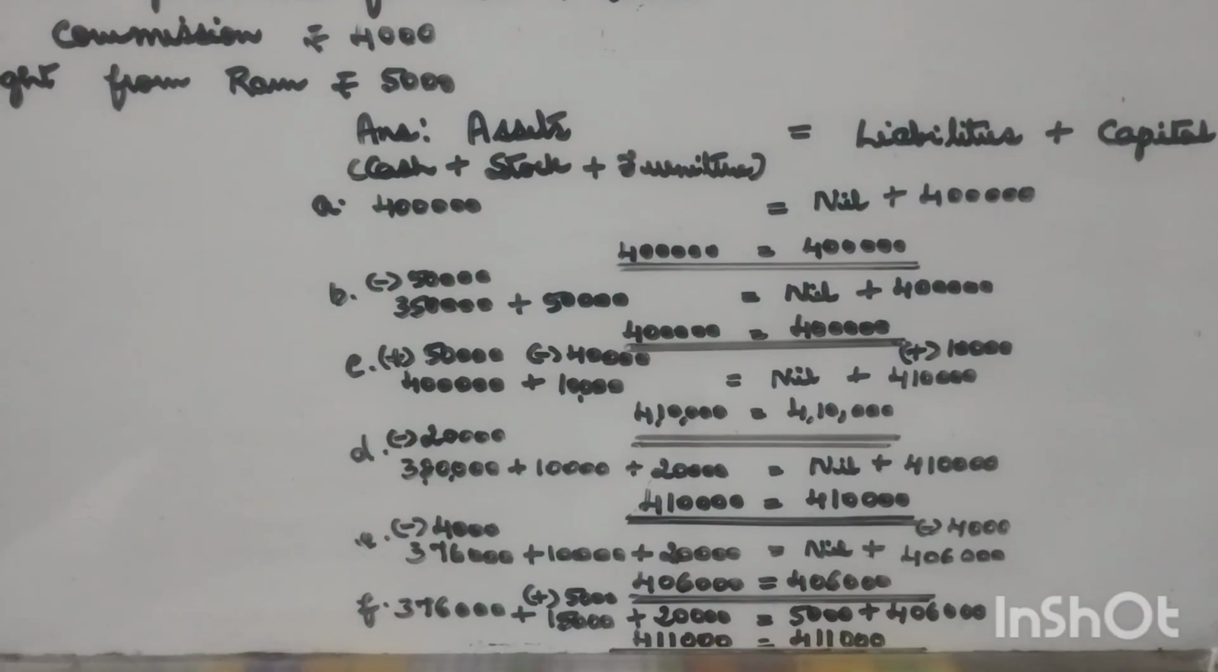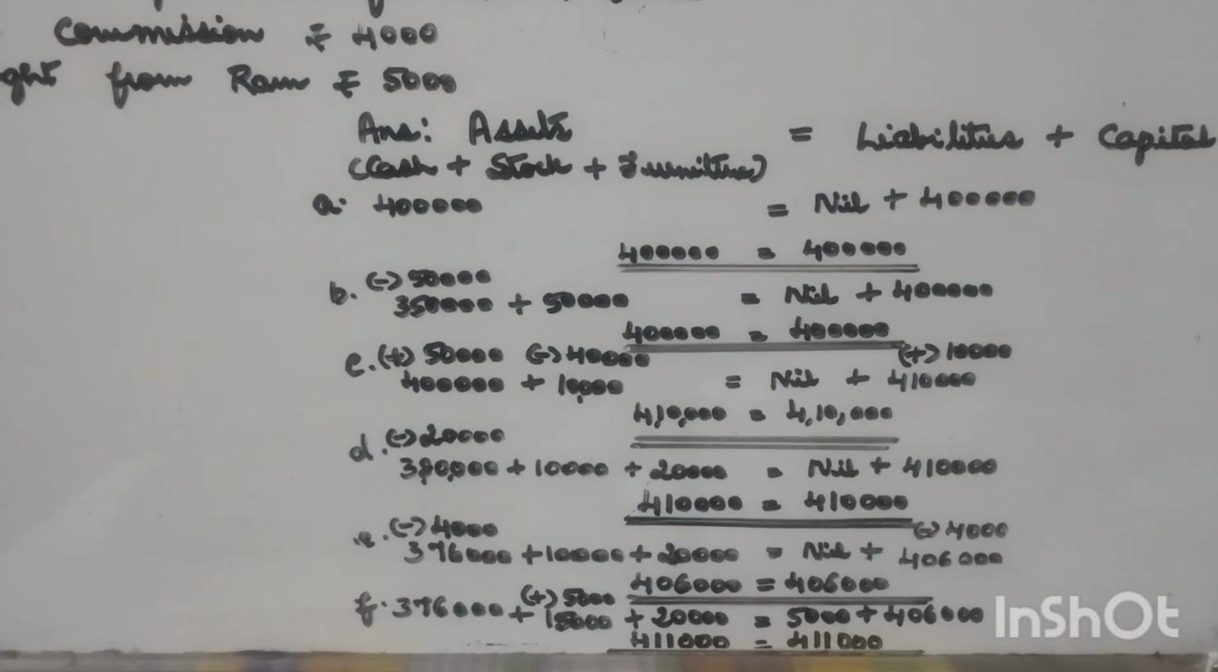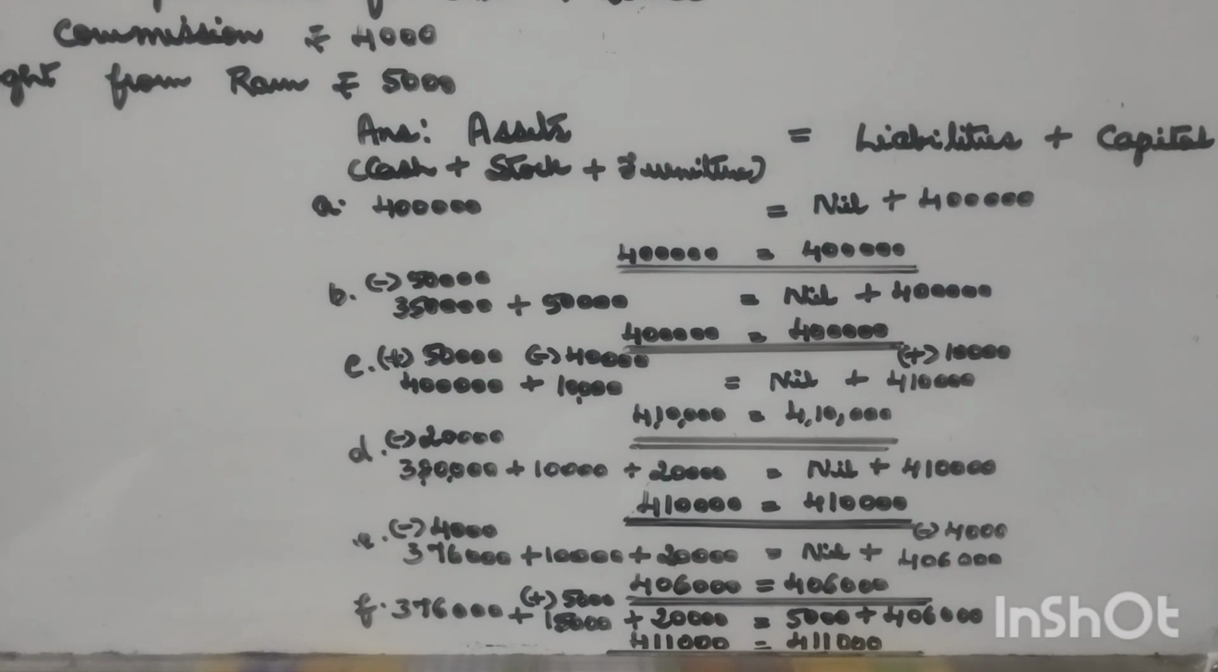First transaction, business started with cash, rupees 4 lakh. Business has been started with cash. Cash is an asset. Firm's capital also will be increased. Show cash on the asset side, as the business started with cash, rupees 4 lakh. Firm has no liabilities. Capital of the business will be 4 lakh. So we can equalize: 4 lakh is equal to 4 lakh.